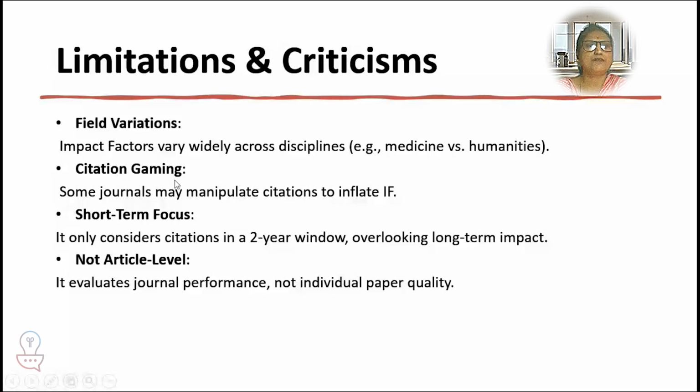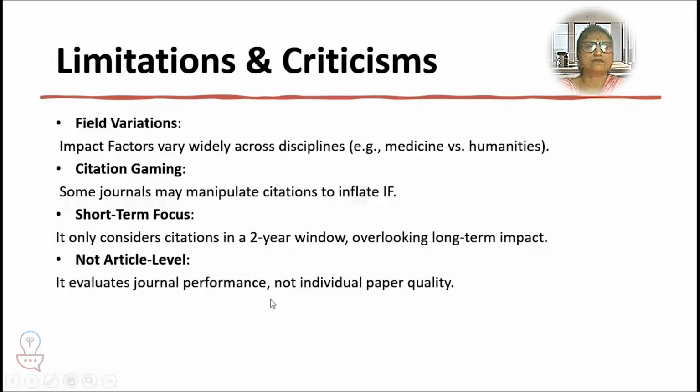There is also citation gaming. Citation gaming means some journals may manipulate citations to inflate impact factor. It is also a short-term focus because it only considers citations in a 2-year window, overlooking long-term impact. It also reflects journal performance, not individual paper quality. So these are the limitations of this impact factor.